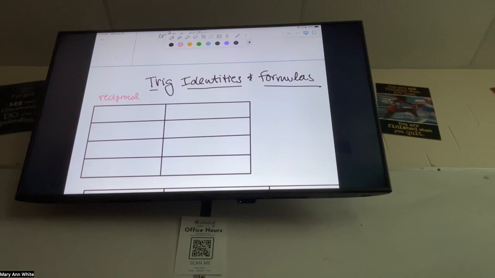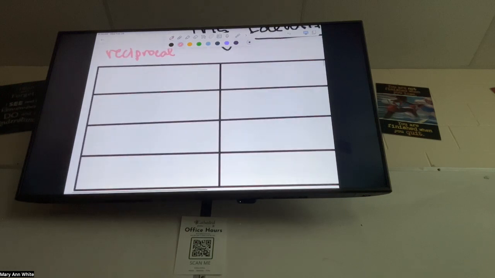And when I say reciprocal, what do you think in your head? What does reciprocal mean? So we're going to flip them. So I'm going to say sine. Do you remember which trig function goes with sine?